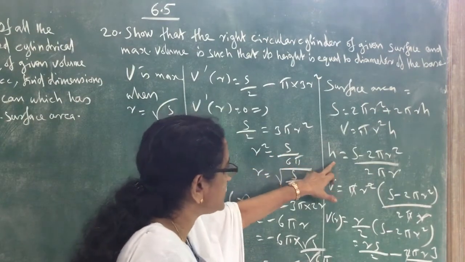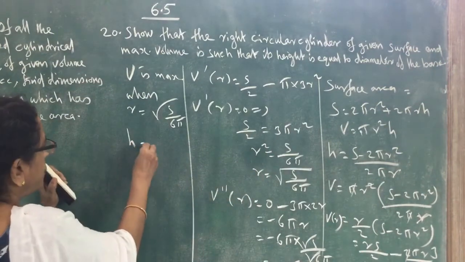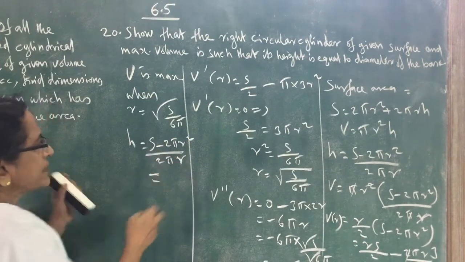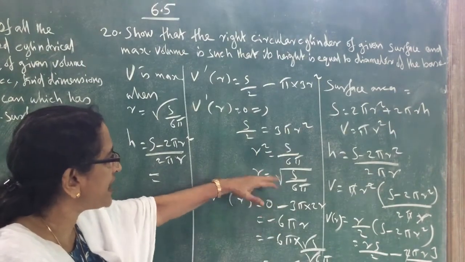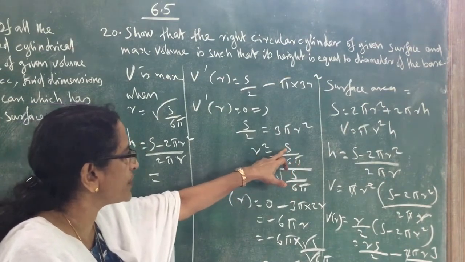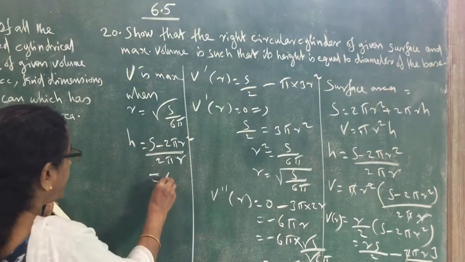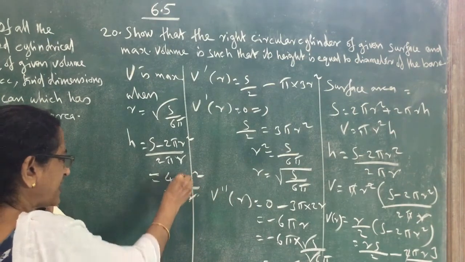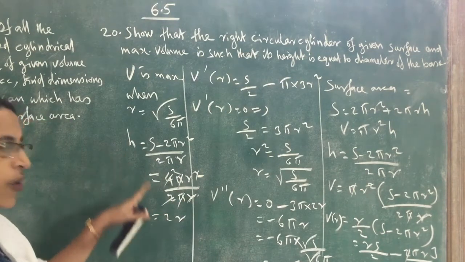What is h? h equal to S minus 2 pi r square divided by 2 pi r. Now we got r equal to root of S by 6 pi, and from that r square equal to S by 6 pi, and S equal to 6 pi r square. So we can substitute S equal to 6 pi r square here. 6 pi r square minus 2 pi r square, that is 4 pi r square, divided by 2 pi r. So 2 pi we can cancel, 4 by 2 is 2, and r also we can cancel. So we got h equal to 2r.